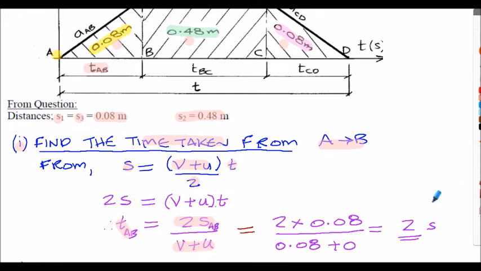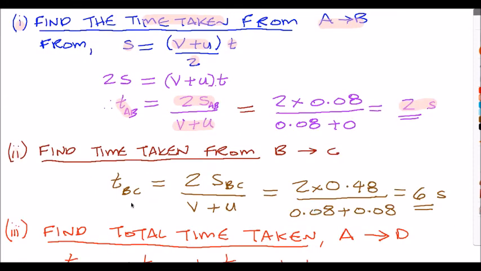Inserting my values, I find it's 2 seconds for the acceleration phase, and because of the information stated in the question, that means it will be 2 seconds also for the deceleration phase, C to D. In part 2, I have to find the time taken, this time from B to C, the constant velocity phase, and again I'm using the same equation as shown in part 1.